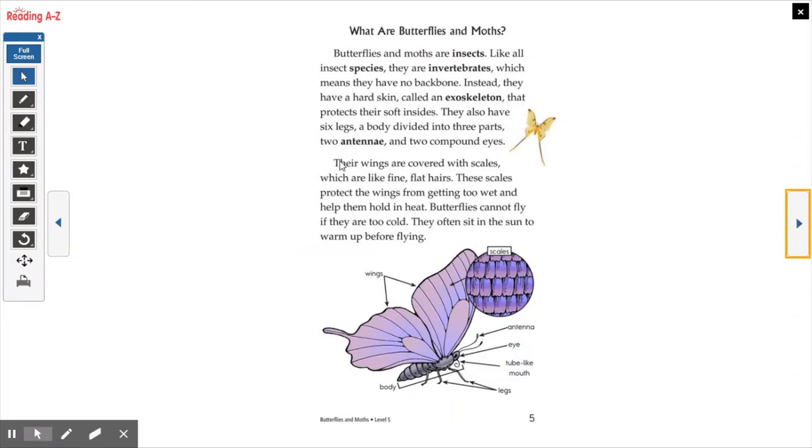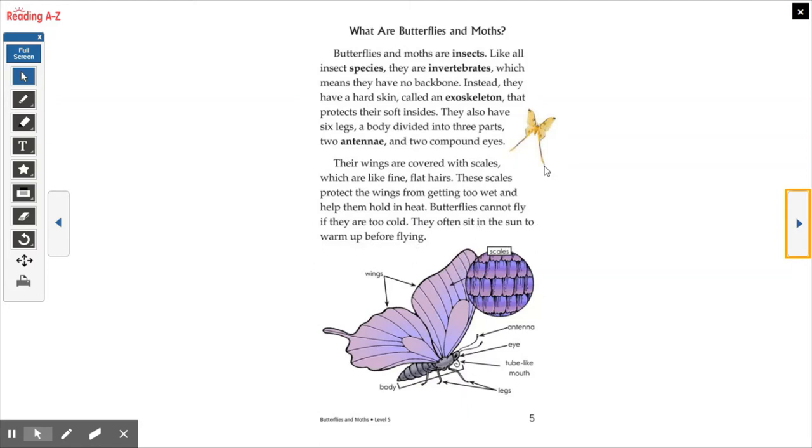It also says their wings are covered with scales, which are like fine, flat hairs. These scales protect the wings from getting too wet and help them hold in heat. Butterflies cannot fly if they are too cold. They often sit in the sun to warm up before flying.